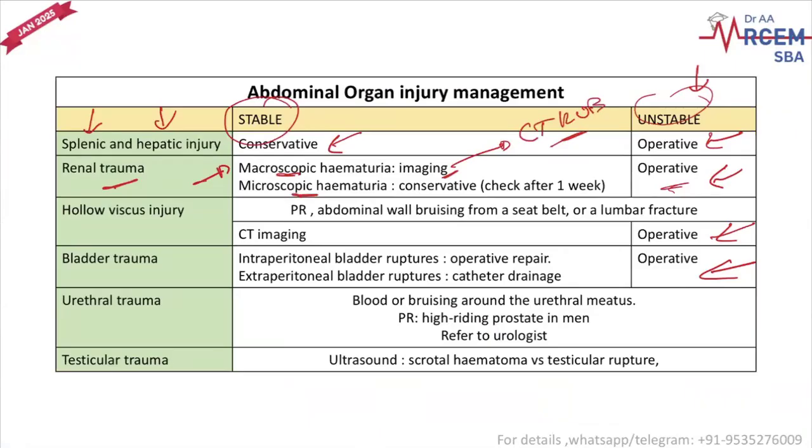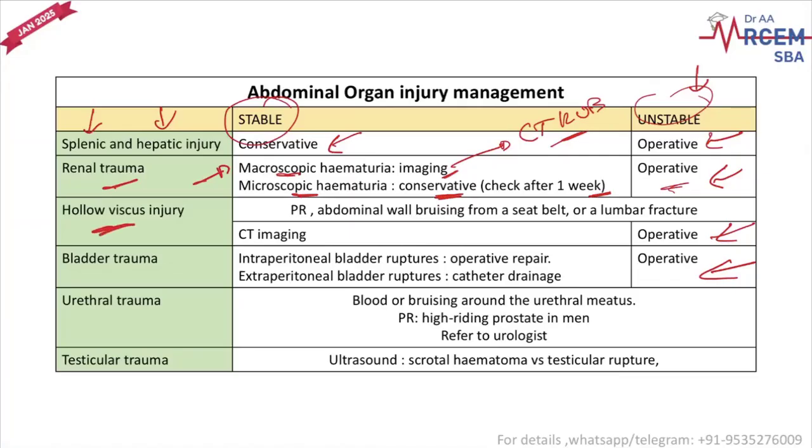If it is a microscopic hematuria, where only on the dipstick you are able to make out that RBCs are present in the urine, then conservative management can be done. After a week, you will repeat the urine dipstick in this individual. Then you will take a call on what next to do, depending on the opinion from the urologist, if it is still a microscopic hematuria.